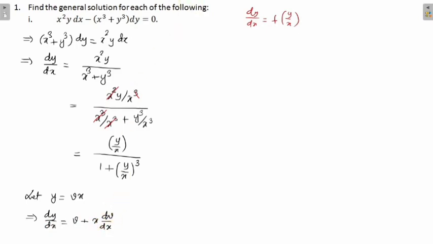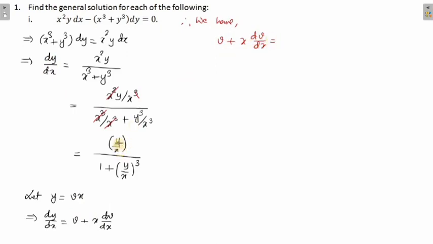Okay, so let me erase this part. All right, so now let's resubstitute out here. Therefore we have, in place of dy by dx, let me write v plus x dv by dx is equal to y by x.